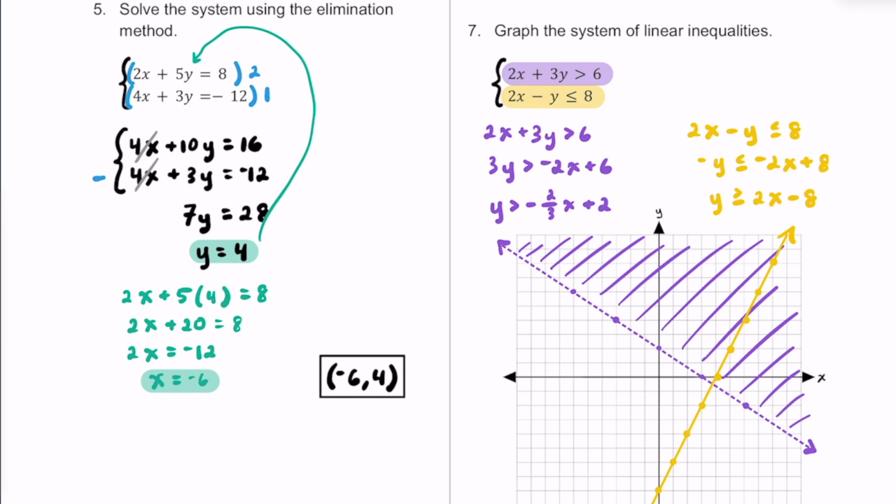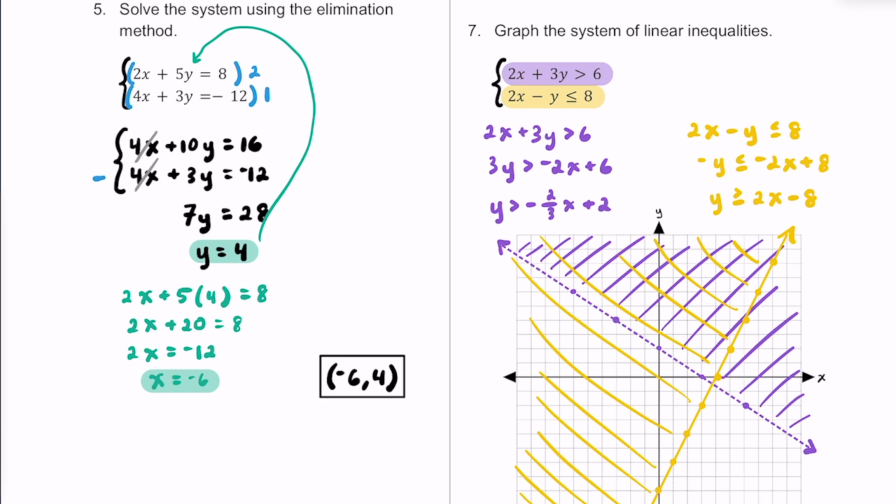Now, what about which side we're shading? Let's test 0, 0, which is right over here. If this works, we're going to shade this side of the yellow line. So try to ignore that purple line for a little bit. If we plug in 0, 0 over here, it would just become 0 is greater than or equal to -8, and 0 is bigger than -8. So we're going to shade, technically, above this line here. So anything that is on this side of the yellow line would be a solution. Okay, so anything over here.